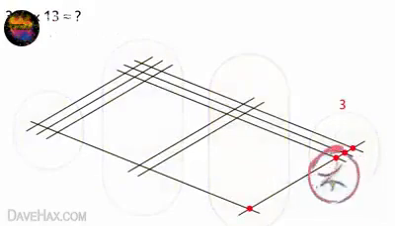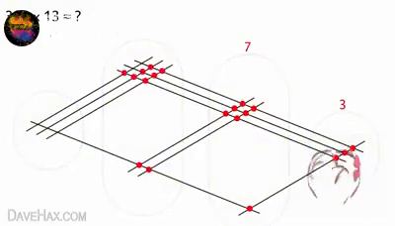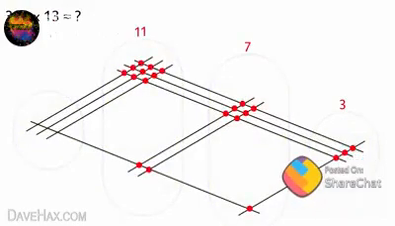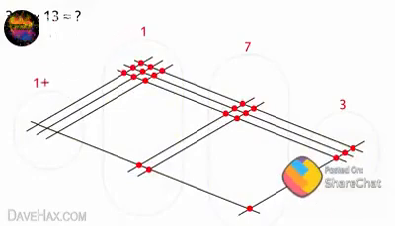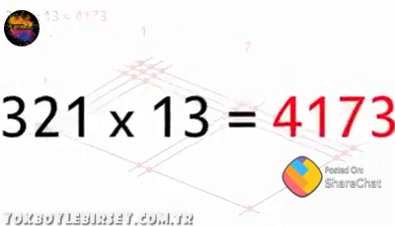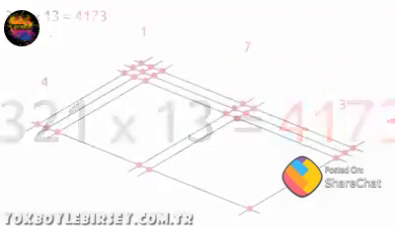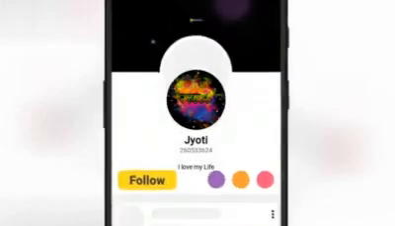3, 1 at the bottom, 2, 3, 4, 5, 6, 7. Then 1, 2, 3, 4, 5, 6, 7, 8, 9, 10, 11. So again, we leave the last digit there, carry the first digit over to the next zone, and add it to the dots. 1, 2, 3 plus 1 gives us 4. 4, 1, 7, 3. So our answer, 321 times 13, is 4,173. I hope you've been able to follow this tutorial. If you haven't, my advice would be just use a calculator.